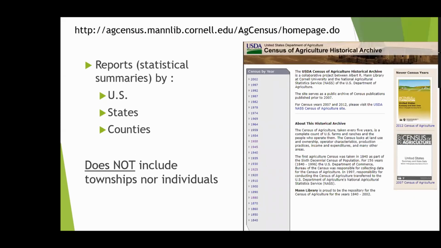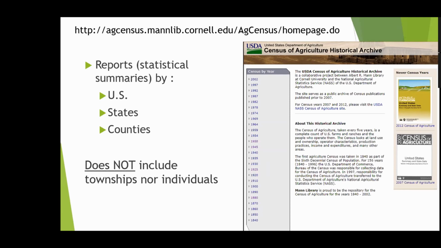So here is the Census of Agriculture Historical Archive site. They tell you the various years, starting with 2002, what years they have done reports from. But the statistical reports are based on the full United States, by states, and by counties. It does not include townships nor individuals. So you can't get down to the townships, but you can get down to the county. What did the county do and how much of it? And you can wonder, was that my grandfather's? Was that my great-grandfather's? We don't know, but it gives us an idea of what could have been grown in that area.